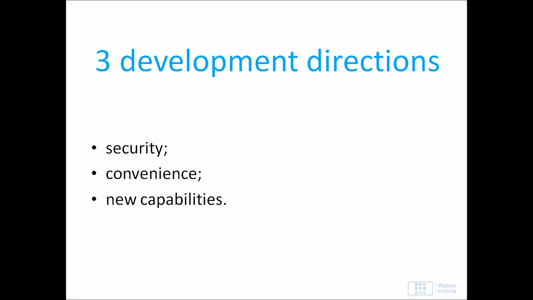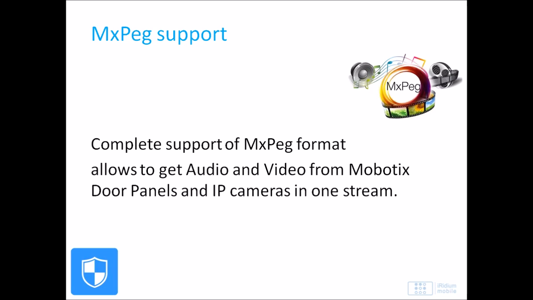So, what we wanted to speak about is our improvements and new features that we will get with 2.2. Here you can see three directions that we are working on: security, convenience, and new capabilities. Also, we'll speak about improvements of the iRidium GUI editor, and we'll show you how we made your life and your work with iRidium easier and better. So let's start from the security point.